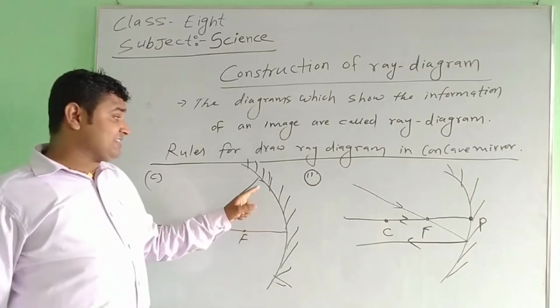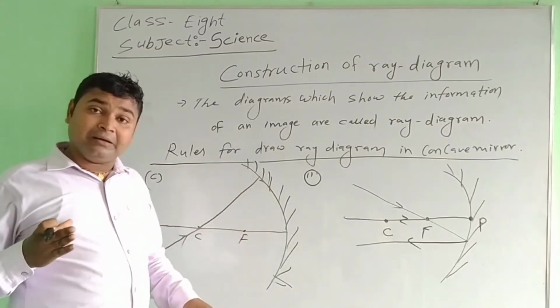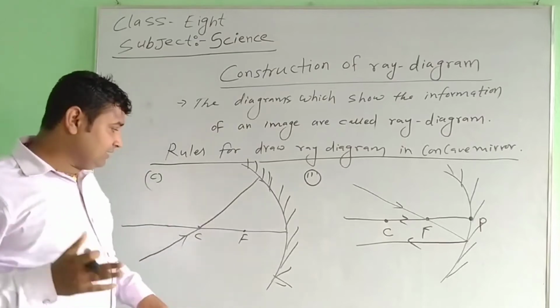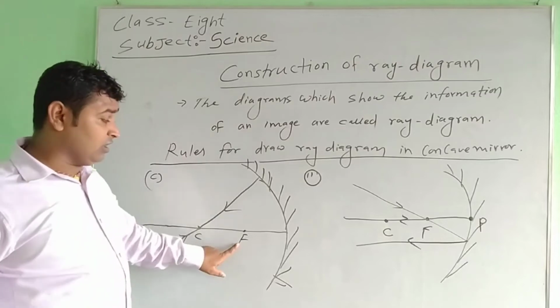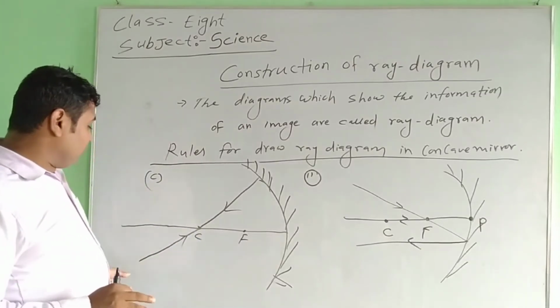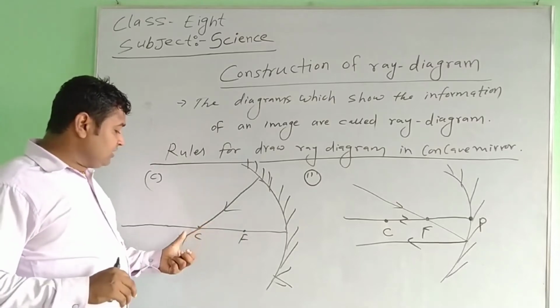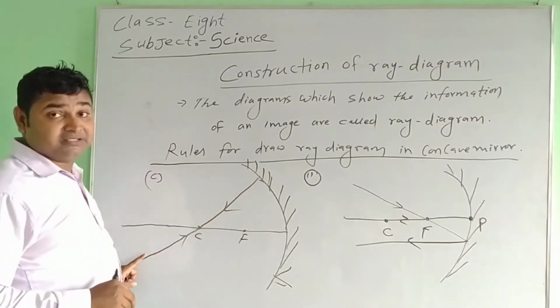After striking the mirror, it returns back in the same medium, in the same line. It does not go through the focus or the pole of the mirror. When it goes through the center of curvature, it returns back through the center of curvature.